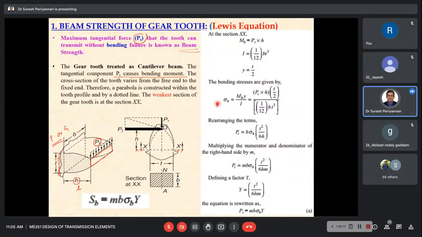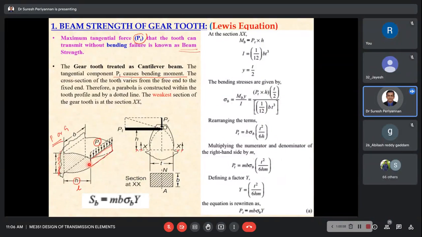Now we know the governing bending equation: sigma b by y is equal to MB by I. From this relation, sigma b is equal to MB into y divided by I. Substituting these relations, finally we get this relation for bending stress sigma b. Rearranging this equation, our aim is to find the tangential load PT. PT is equal to b into sigma b into t squared by 6h. This is our tangential load acting at the end of the tooth.